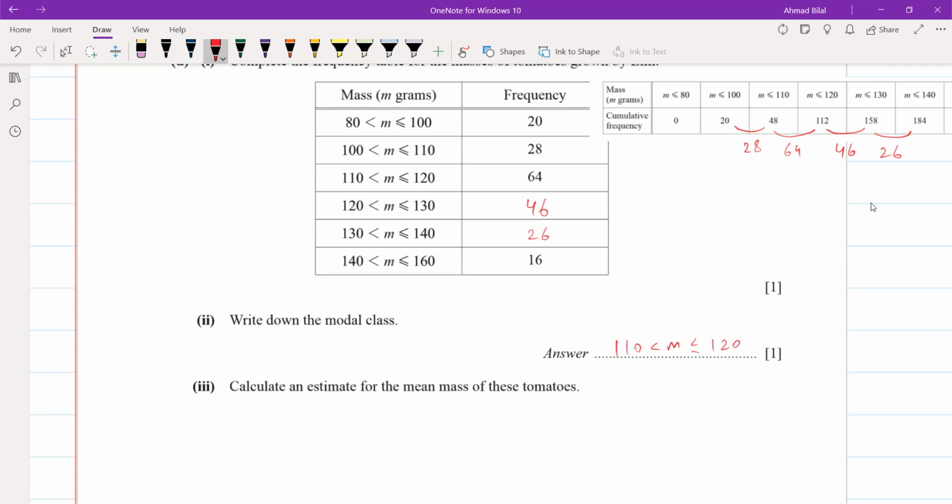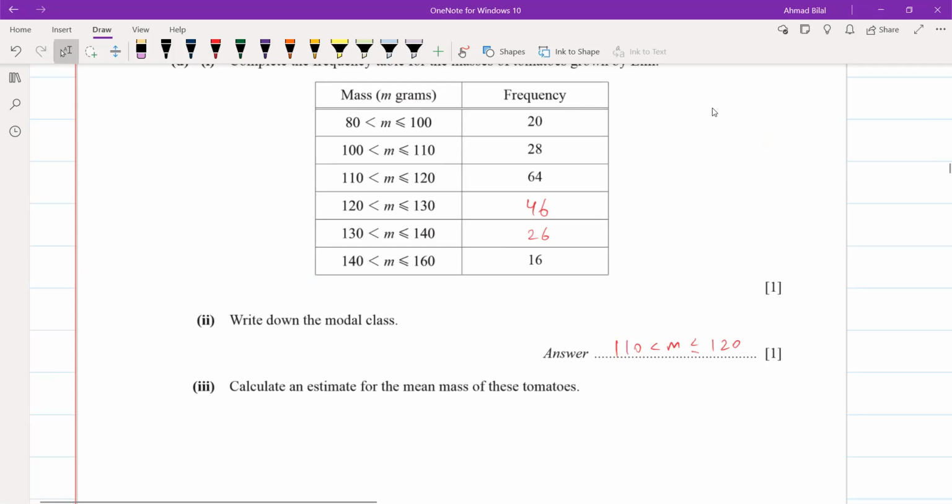Okay. Then it says calculate an estimate for the mean mass of these tomatoes. So उसका हमारे पास कोई standard procedure होता है. So let's do that. We find the midpoints. Midpoints figure out कर लेते हैं. Let's call that x. Midpoints क्या होंगे? 90, 105, 115, 125, 135, and 150. ठीक है, midpoints आ गए. This is the frequency. We add another column there, fx.